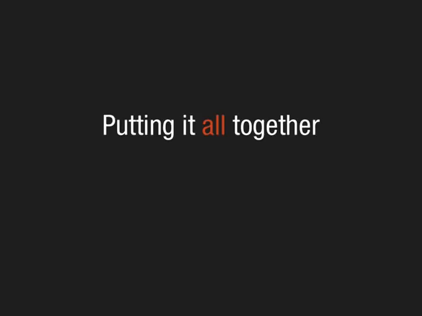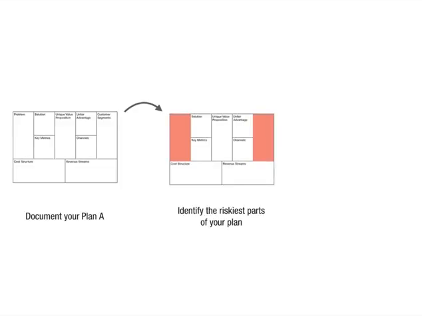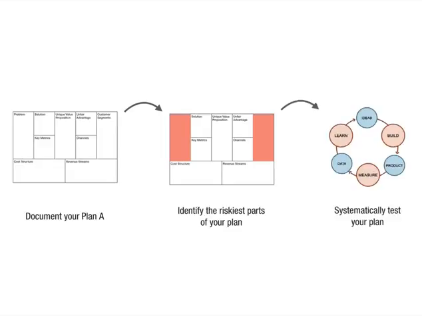So that was a high-level overview of the running lean process. Let's put it all together now. You start with your best guess of an initial business model or your plan A. You then identify what's riskiest on the plan through conversations with your team and external advisors. Finally, you craft a set of small, fast experiments to test those risky assumptions using the principles we outlined today. After each experiment, there is a learning feedback loop that helps you update your risks and your business model, and then the cycle repeats itself.